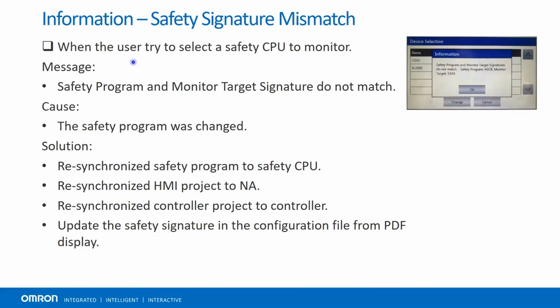Safety signature mismatch. This happens when the user tries to select a safety CPU to monitor. The message is "safety program and monitor target signature do not match." The cause of this is the safety program was changed. The solution is to resynchronize the safety program to the safety CPU, resynchronize the HMI project to the NA, resynchronize the controller project to the controller, and update the safety signature in the configuration file from the PDF display.